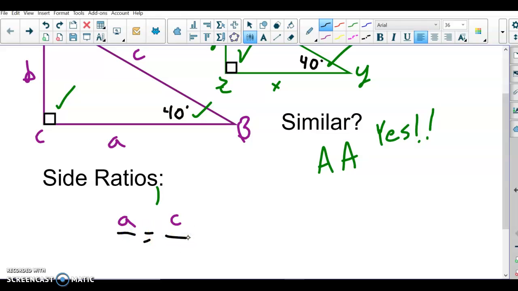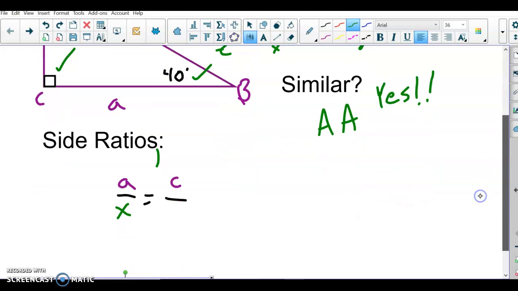So A is between the right angle and the 40. So that's compared to X over here on the smaller triangle, and C is compared to the opposite side on there, the hypotenuse, and that is going to be Z. So now, this is what I want to do. I want to cross multiply these, and we'll start to see something here soon.